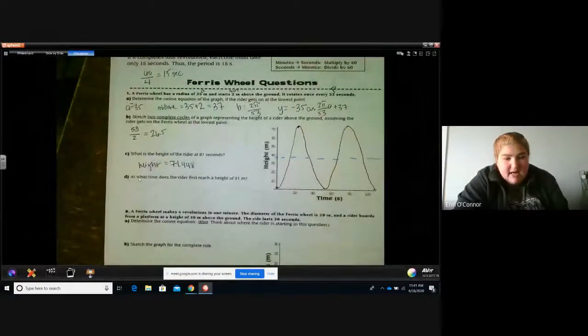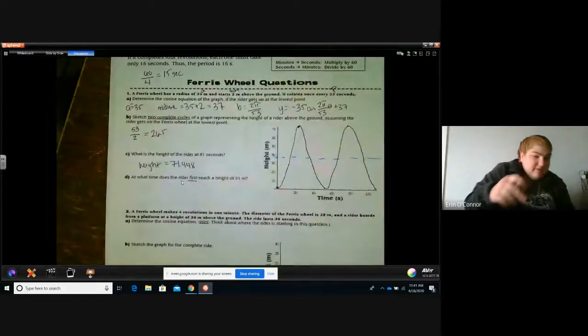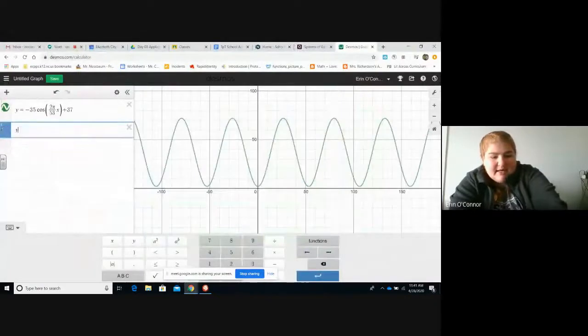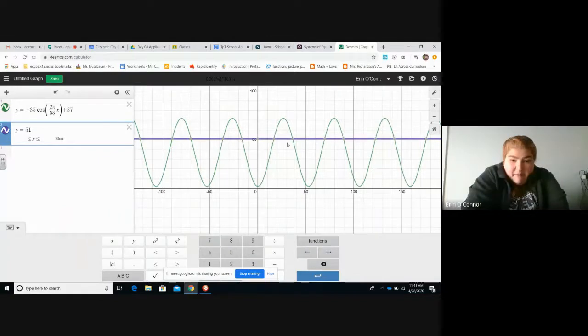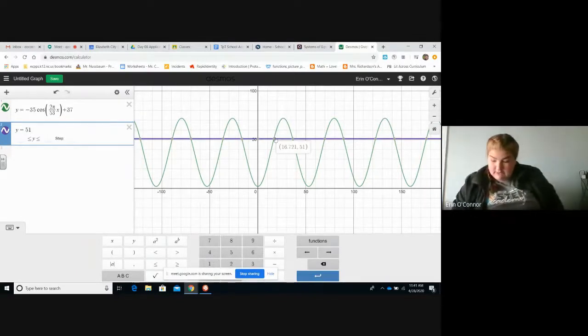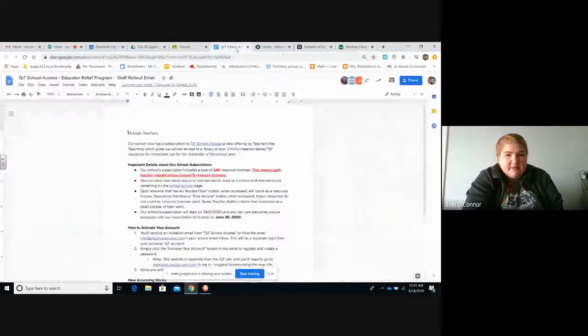So that's your height. At what time does the rider first reach a height of 51 meters? So we're going to put y equals 51, because height is y, and the first time it hits there is right here at 16.721 seconds. That is the first time it hits there. And sometimes you're going to have to see these abbreviated in different ways, but that's going to be it. Okay. Sorry about that. So going back.